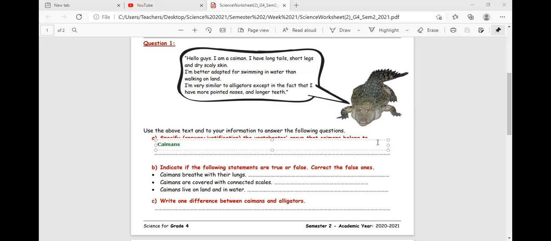Which vertebrate group do caimans belong to? Teacher, I know. Reptile. Thank you. Caimans belong to the reptiles group. But can you tell me why? Why?